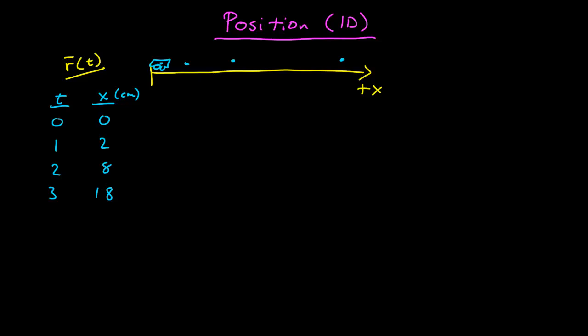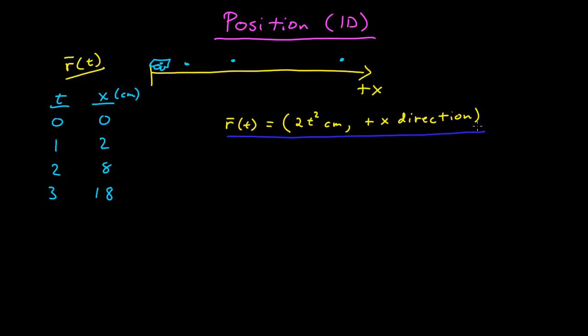And if this is a continuous function, so I write r as a function of time, this vector has a magnitude that's equal to 2 times the time squared, in centimeters, and it has a direction in the positive x direction. This function now provides not only the positions identified in this table, but the position vector for all time.